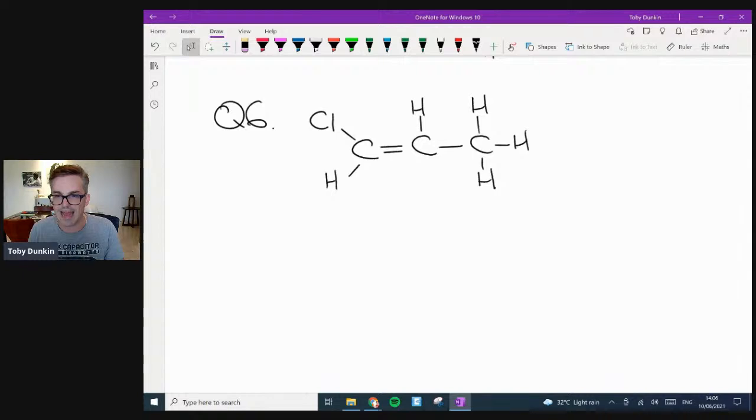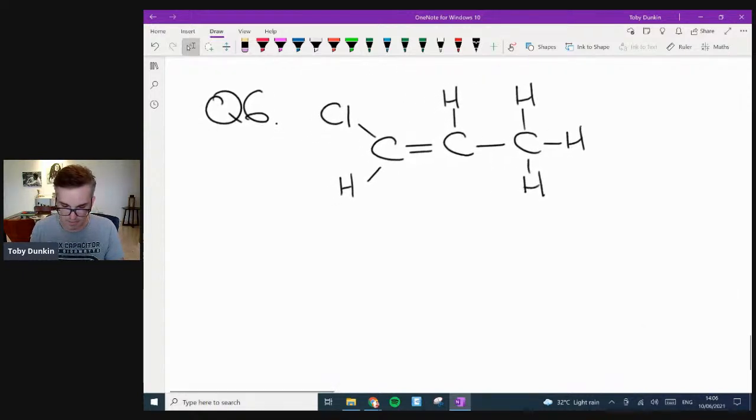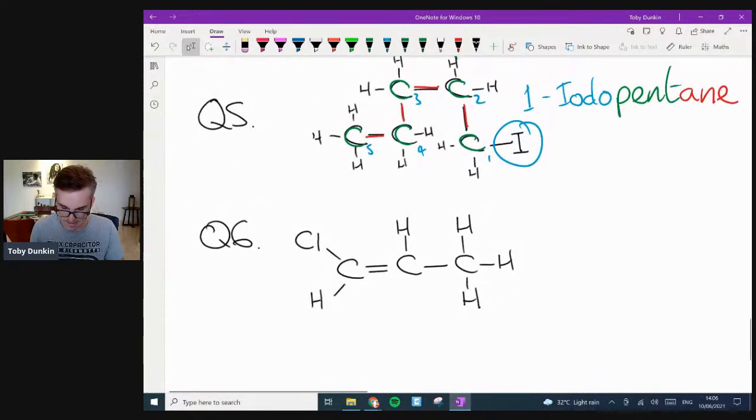David, it ends with ane as it only contains carbon-carbon single bonds. Look at that, Jack giving some support. Love it. So this one, I'll leave that one up there for anyone to see.